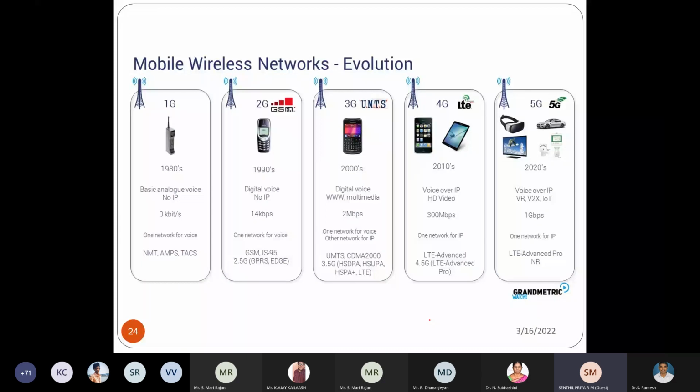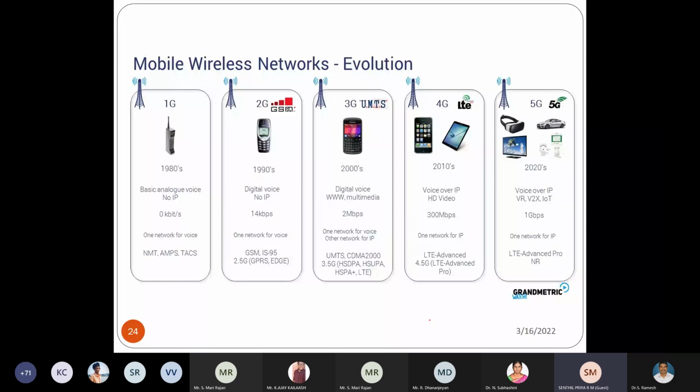It is a basic analog mobile phone system, where we all know the cordless phones and landline. That is the evolution. After the landline system, we went for cordless phones. Okay, so we have advanced mobile systems there. Again, it is going to have very, very short distance communications.